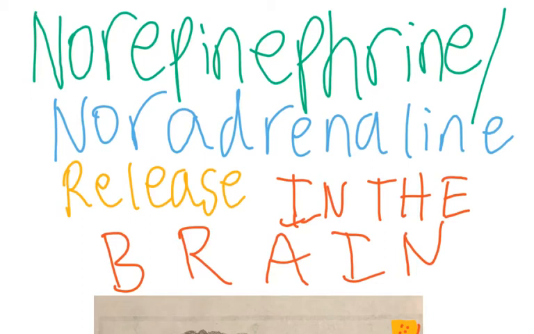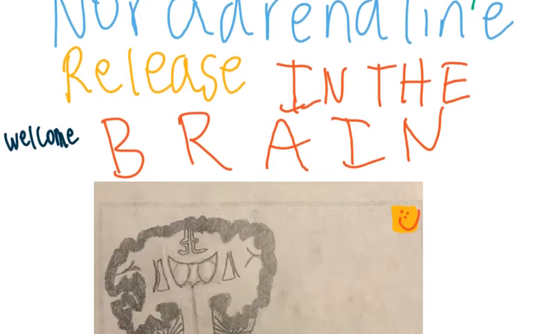Alright guys, welcome back to Underground Science, and in this video we'll be talking about norepinephrine, also called noradrenaline, release in the brain. Alright, synthesis and release in the brain. And so these are going to involve noradrenergic neurons, so neurons that release noradrenaline into the cerebral cortex. Alright, so let's go and see where that happens.